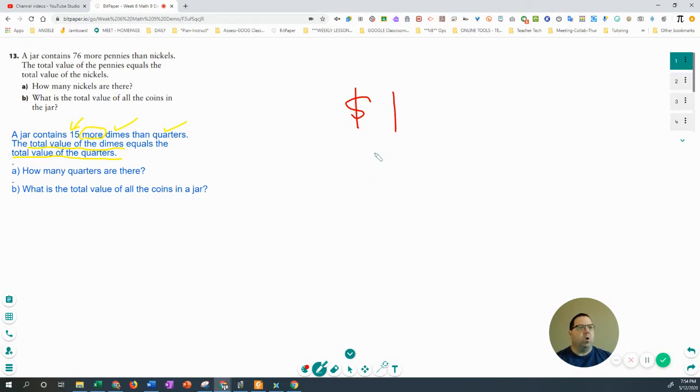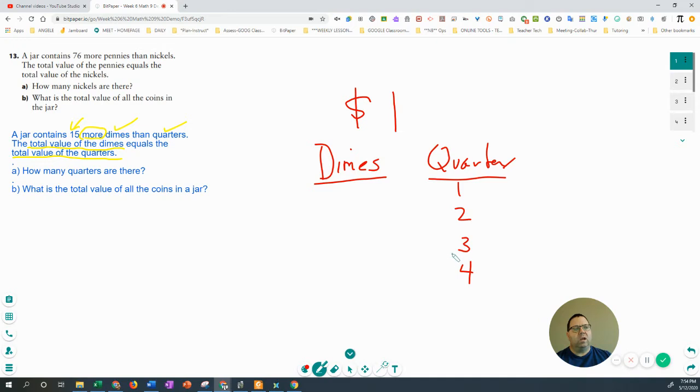Well, if you have dimes and quarters, what could that look like? Well, you could have 1 quarter, you could have 2 quarters, you could have 3 quarters, and you could have 4 quarters. Now, here's the deal. Again, I'm just trying to get you to approach this logically. If the jar has 1 quarter, that's 25 cents. And there's no amount of dimes in the world that can give you $1 even. So it's not possible that that jar could have 1 quarter.